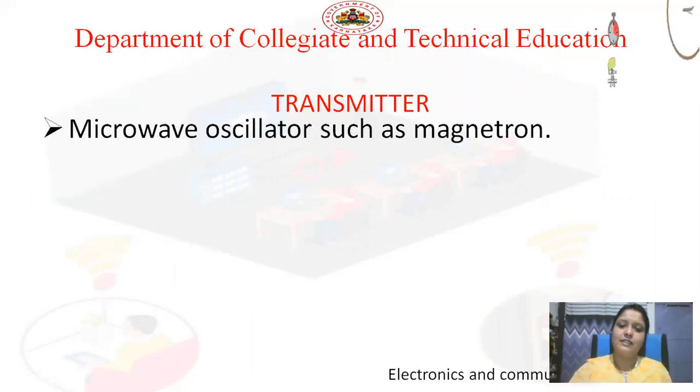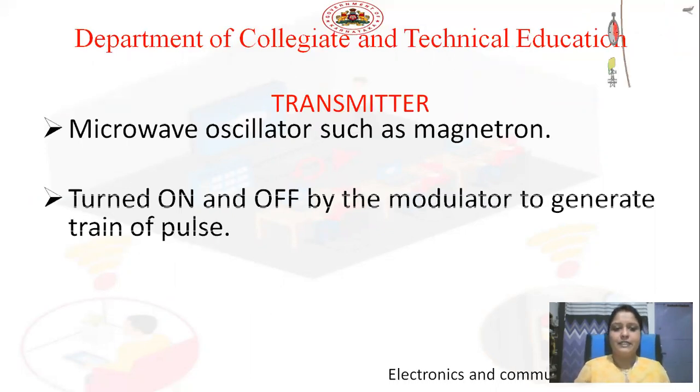Now, what is the transmitter doing there? It is the microwave oscillator, such as a magnetron, which is generating the continuous wave RF signals here. Now, the modulator. What is the function of the modulator here? It is switching the transmitter section on and off such that the signals are transmitted in the form of pulses.